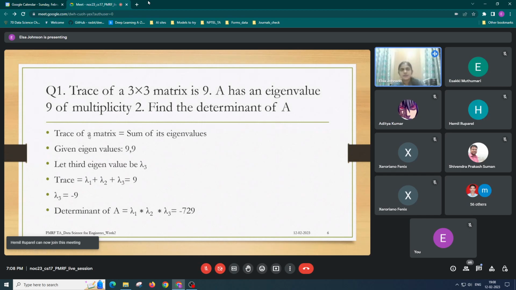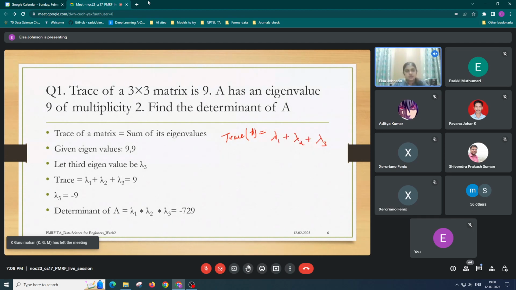Okay. The trace of a 3 by 3 matrix is 9. Then find the eigenvalue. I have just written the answer also, but you can say what is the trace of a matrix? The trace of A will be equal to the sum of its eigenvalues, so lambda 1 plus lambda 2 plus lambda 3.